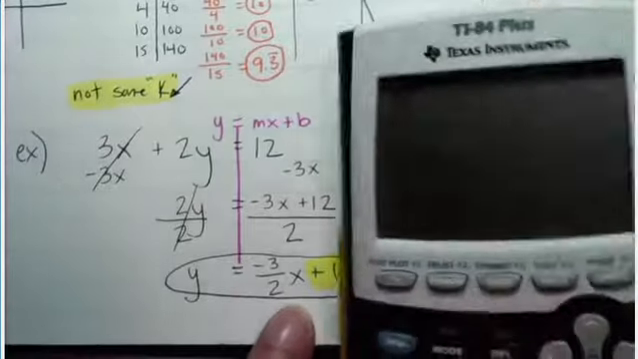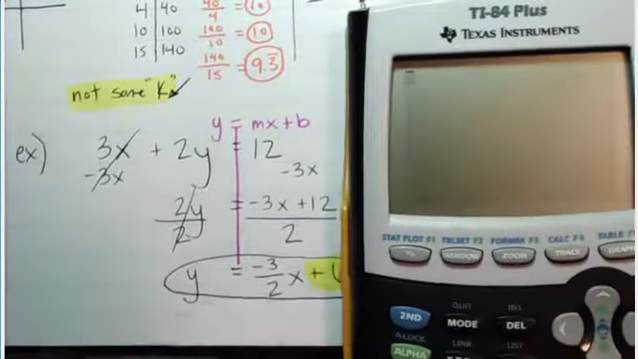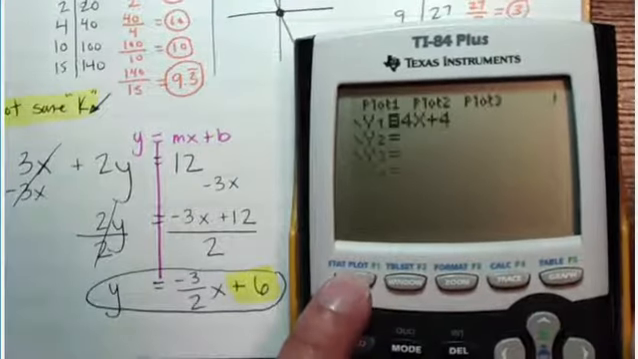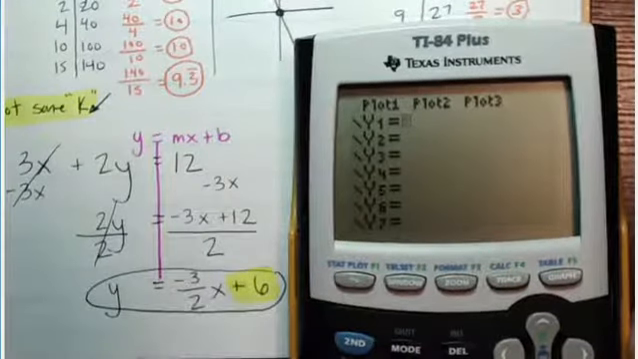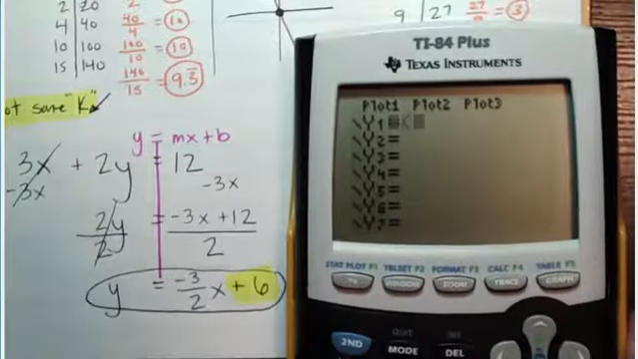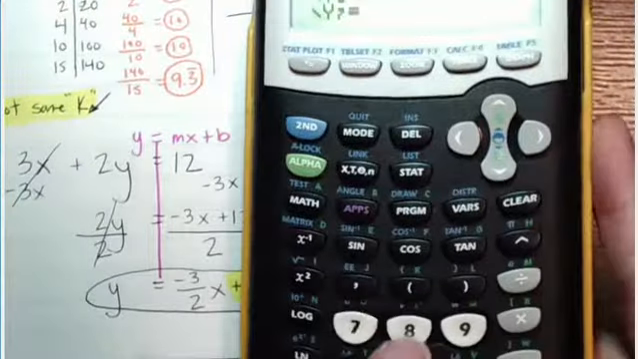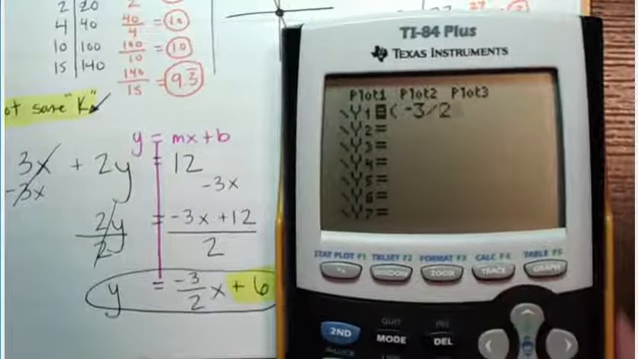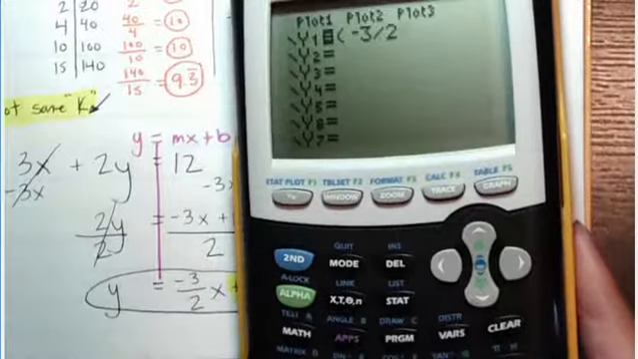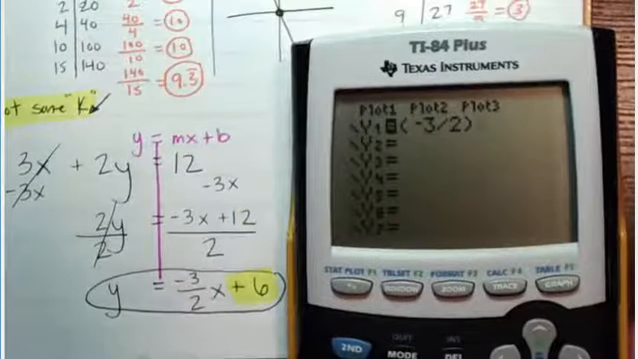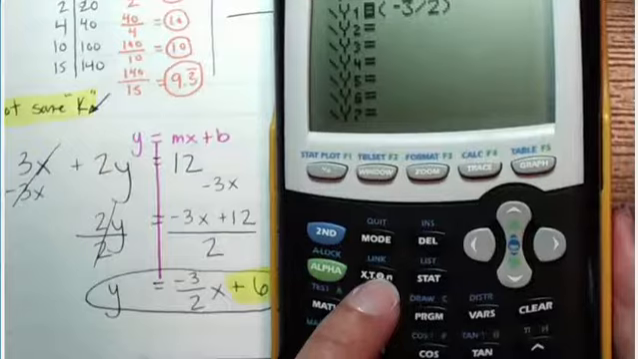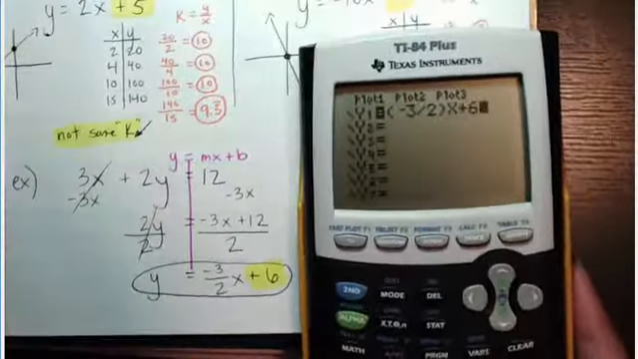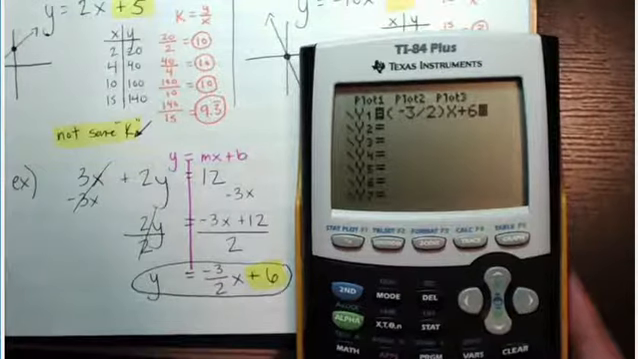If I actually plug this into my equation, or in my graph, everyone get your calculator out. Let's go to y equals and let's plug this in. Now when you plug in a fraction, I'm going to put that in parentheses, so use your parentheses button. Remember, that's the one right above the 8. So parentheses, I'm going to put negative 3 divided by 2 and the parentheses. Put your x. Remember, x is right by the alpha. And then I'm going to put plus 6. Should look like this.